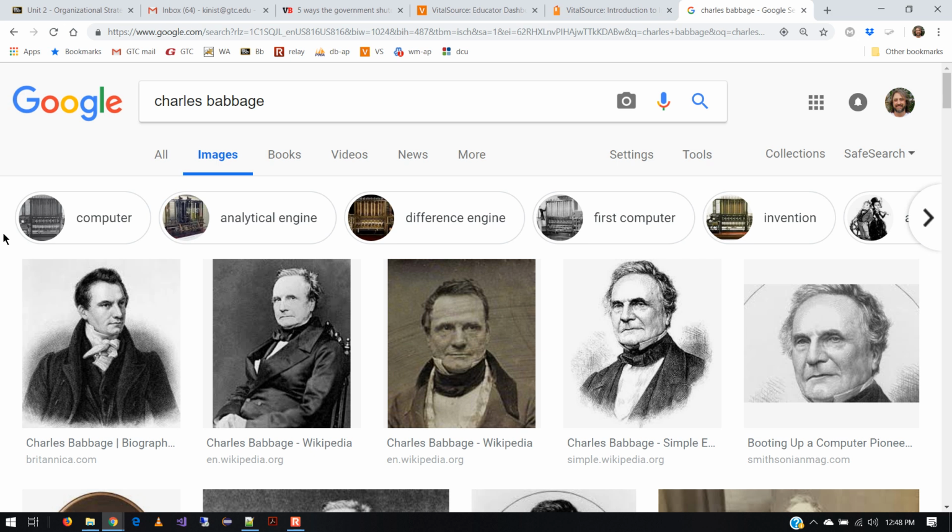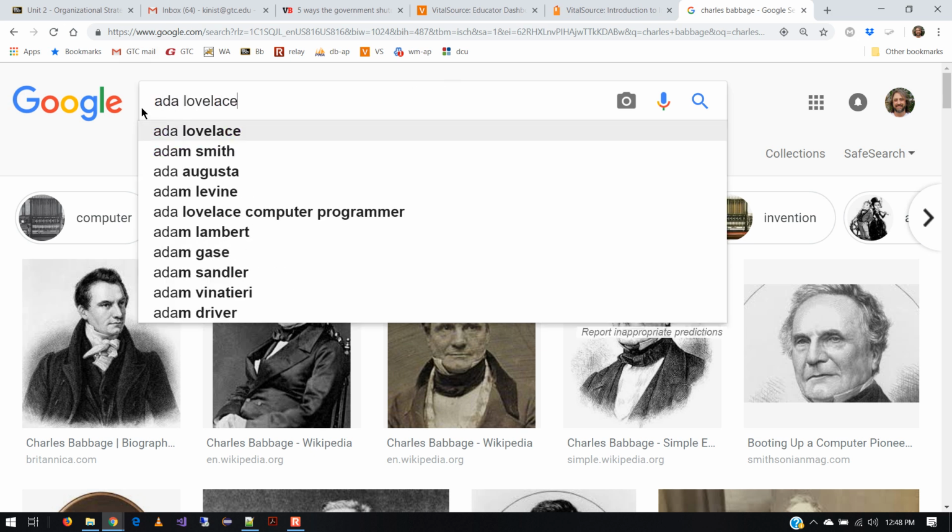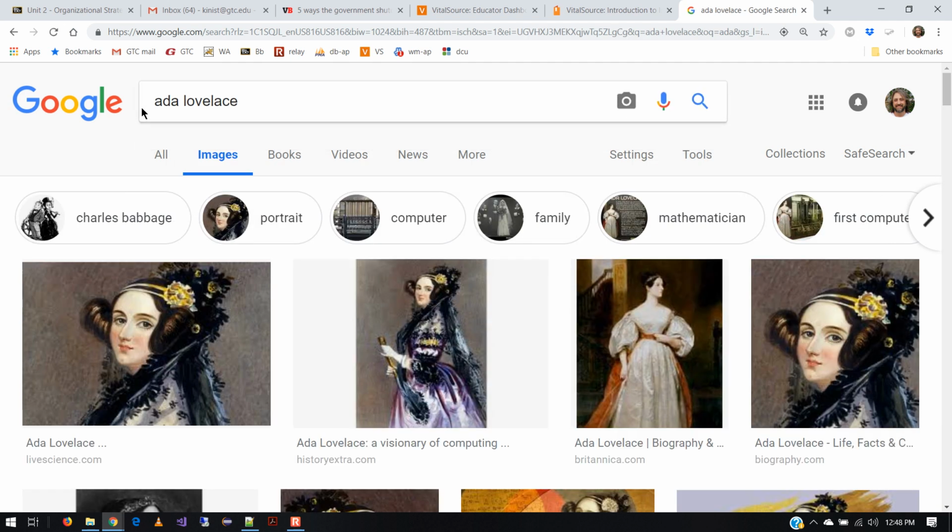So he had this plan to build this thing called the analytic engine. And he drew up blueprints for it and all this stuff. He never got to the point where he actually built it, right? But what he did do is he shared those ideas with a few people. And here's one of the people that he shared it with, Ada Lovelace.